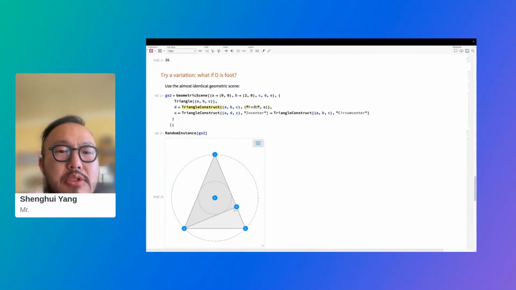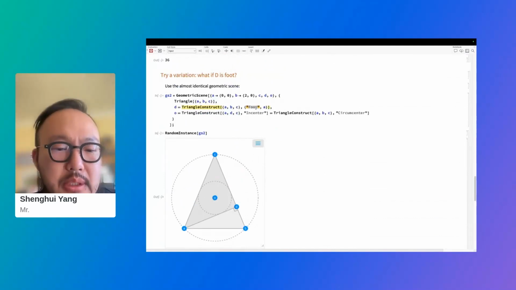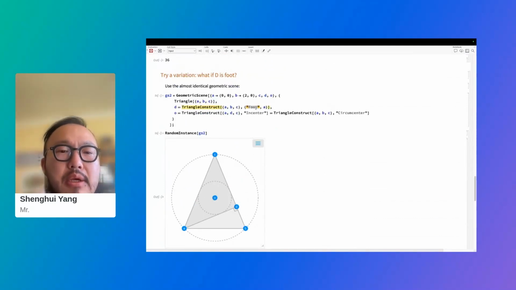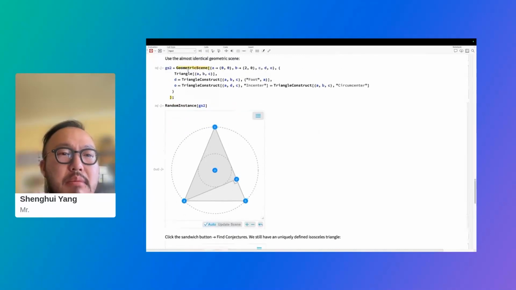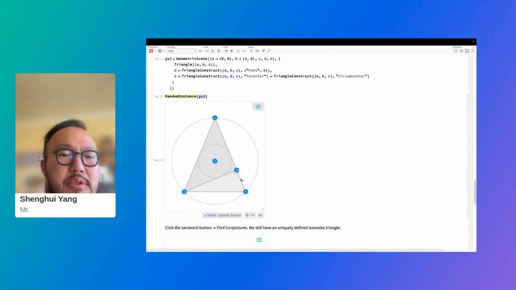We only change the property for D from angular bisector Savian endpoint to foot. That's everything is the same. And then you use the same geometric scene and the random instance for the second scene here. And it gives you this construction.